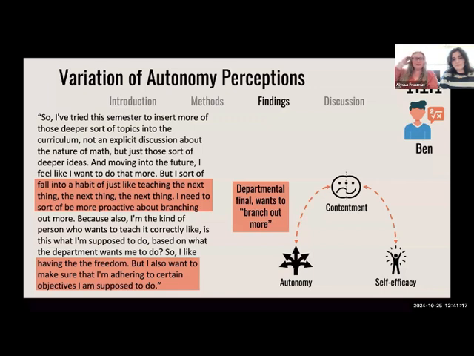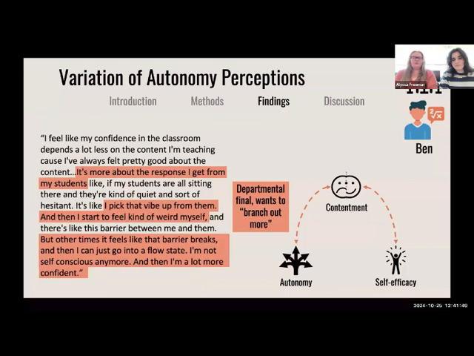In particular, since he's a math GTA, he wants to be more intentional about including the nature of math into his classroom a bit more. But he also feels a little bit constrained by his perceptions of autonomy because he wants to make sure that he's adhering to the certain objectives or that departmental final that he needs to cover. And thinking about how he described his contentment and self-efficacy, he said this quote.